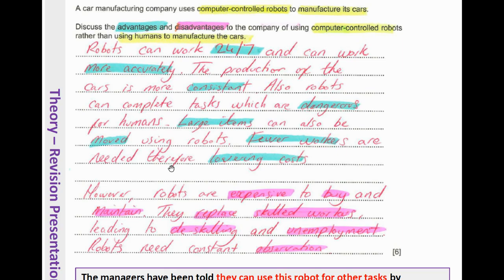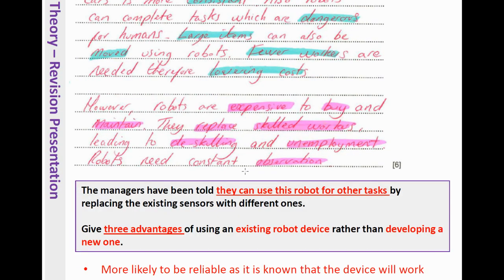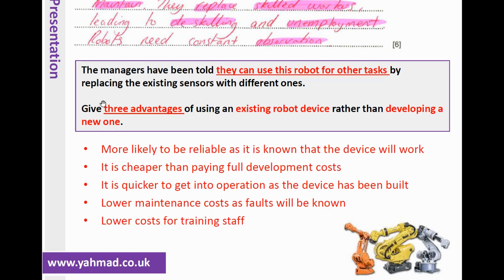Fewer workers are needed, therefore lowering costs. However, robots are expensive to buy and to maintain. They replace skilled workers, leading to de-skilling and unemployment. Robots need constant observation.